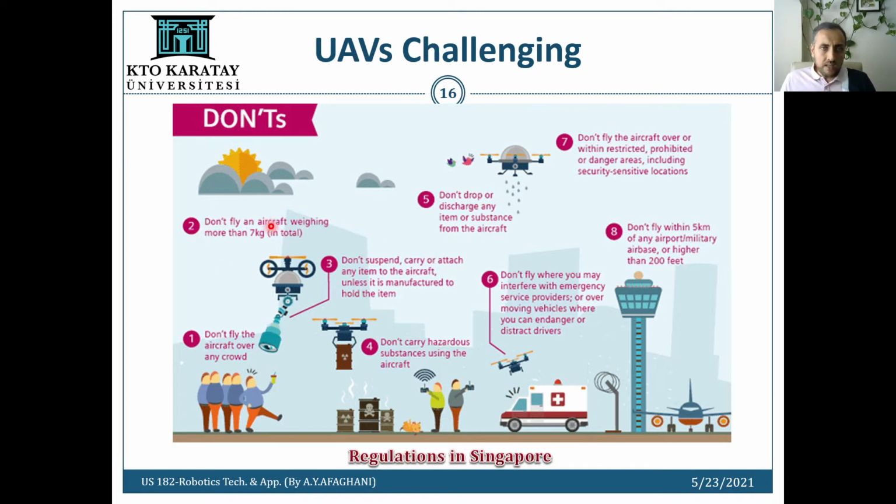Don't fly an aircraft weighing more than 7 kilos, for example, because it will be dangerous if it drops down. Don't fly the aircraft over any crowd, because it will also be dangerous if it falls down. Don't fly within 5 kilometers of any airport or military area, because it's a very secure area, so it's dangerous. So there are many regulations for that.